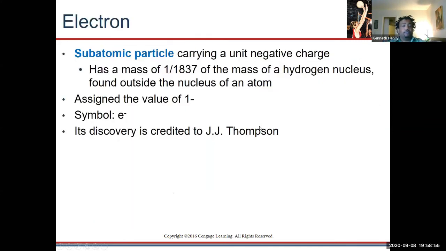Okay, so moving on. The electron. So the electron is a subatomic particle. It carries a negative charge. And it is about 1/1,837th of the mass of the hydrogen nucleus, and it is found outside of the nucleus of the atom. So can I ask you something about the hydrogen nucleus?